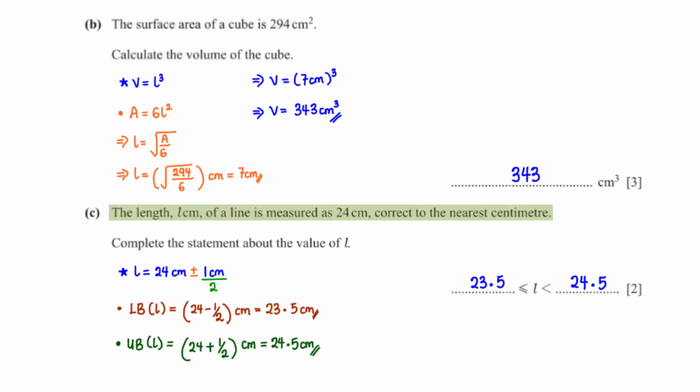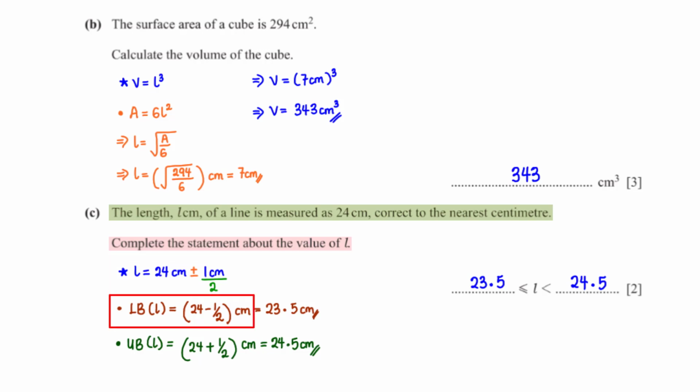The length L centimeters of a line is measured as 24 centimeters, correct to the nearest centimeter. Complete the statement about the value of L. Since we are correcting L to the nearest centimeter, we have L equals 24 centimeters. Then we bring in plus and minus 1 centimeter divided by 2.